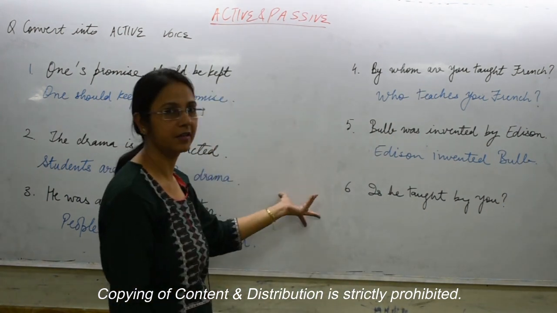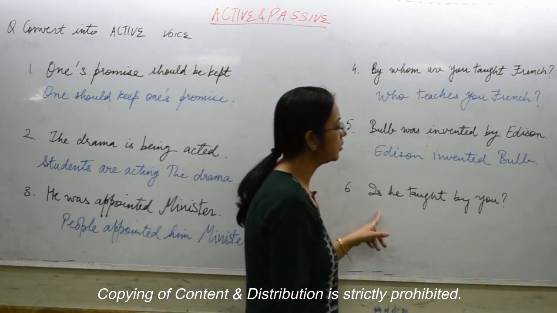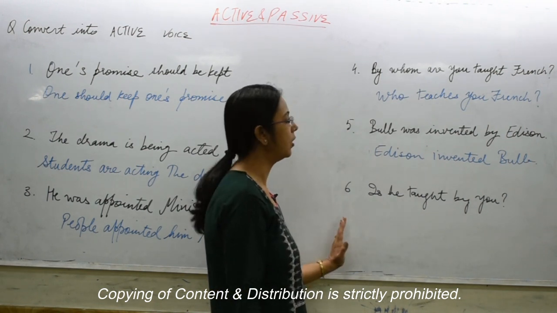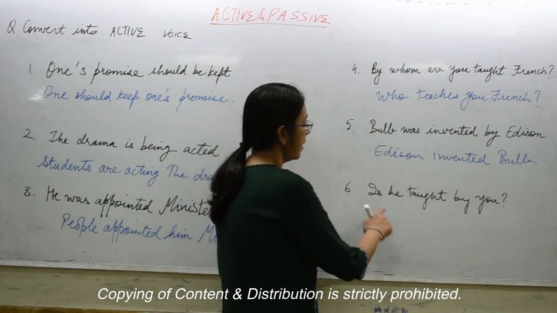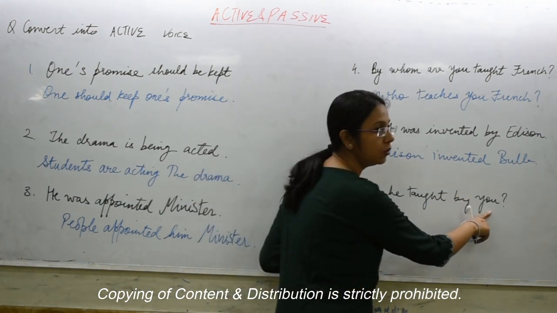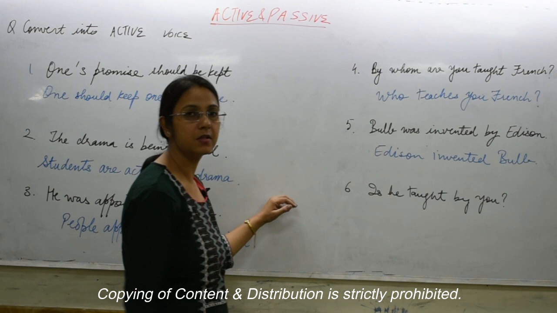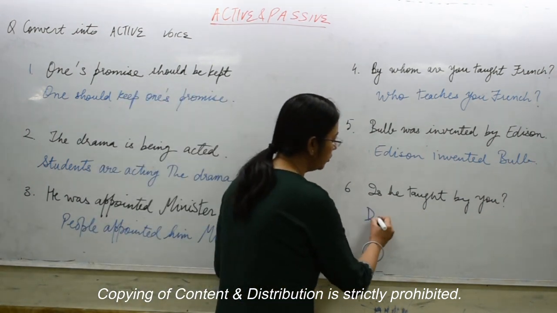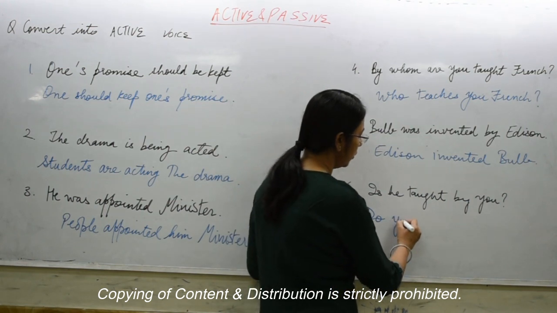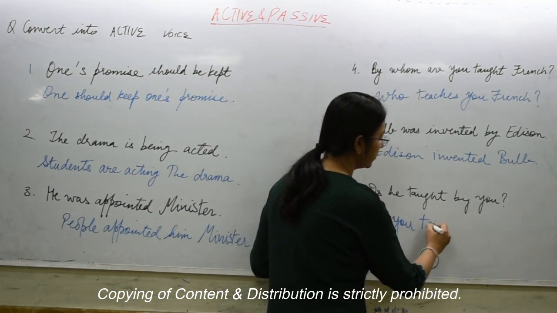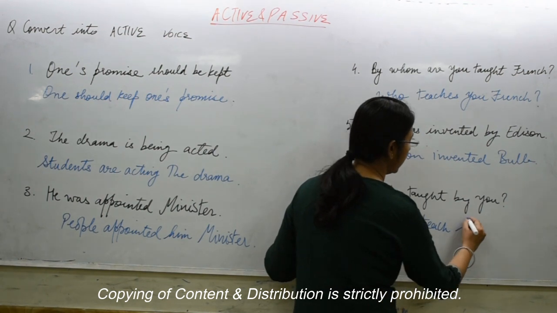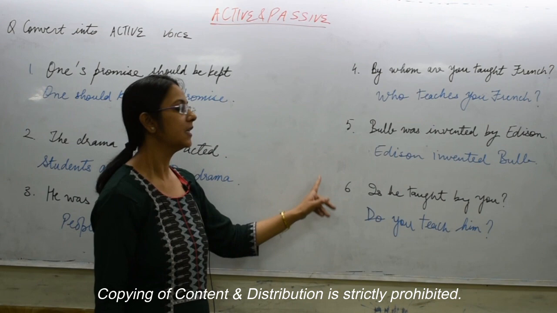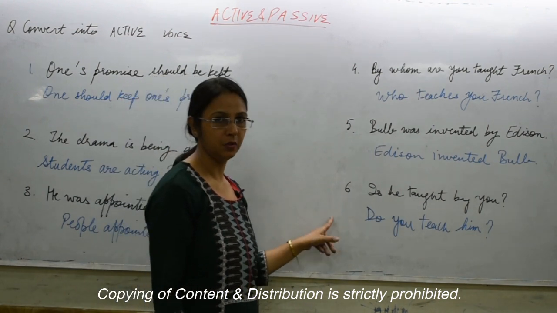Okay, Edison invented bulb. Is he taught by you? Is changes into do or does. But with you, we always use do, not does. So we'll write do. Taught becomes teach, he becomes him. Do you teach him, or is he taught by you?